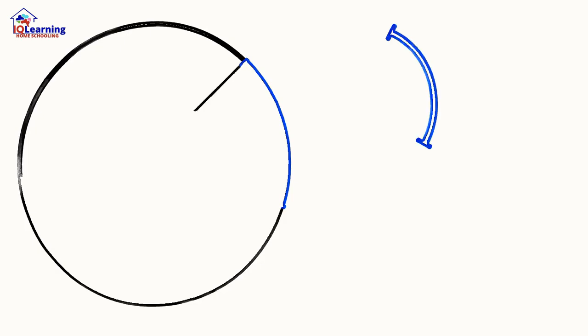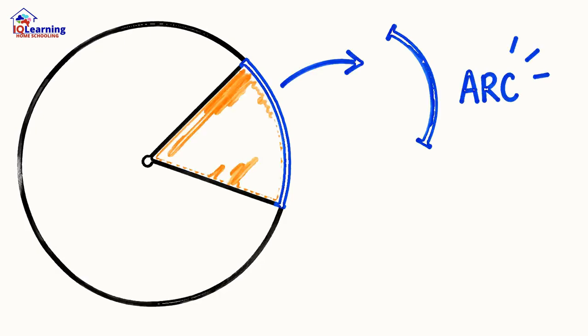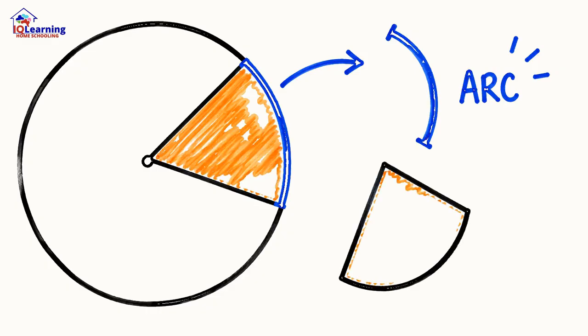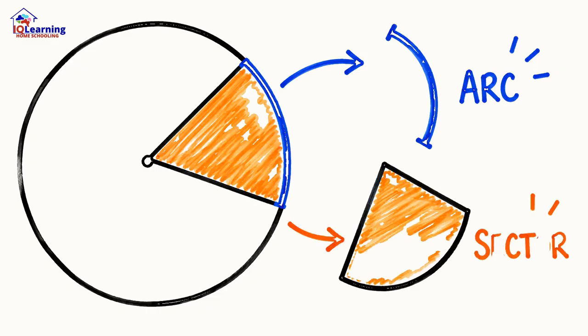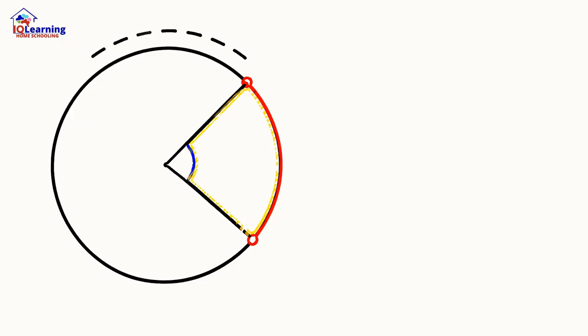But what if you don't need the whole circle? A curved portion of the boundary is called an arc. A wedge-shaped slice of the area, like a piece of pie, is a sector. Calculating their size is intuitive. It's just a fraction of the whole.